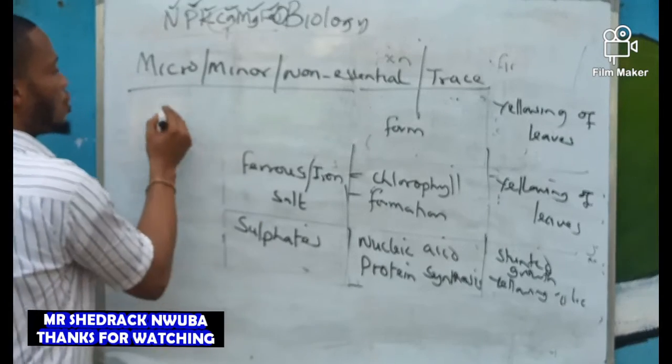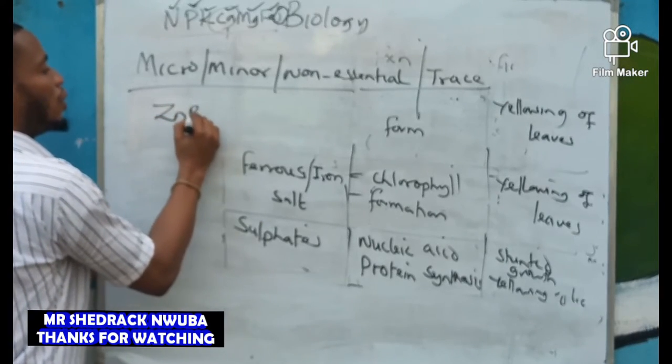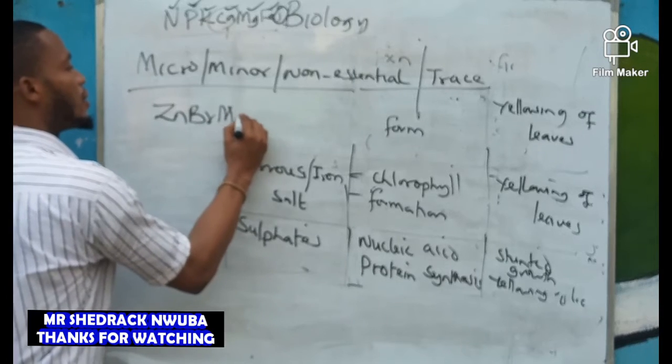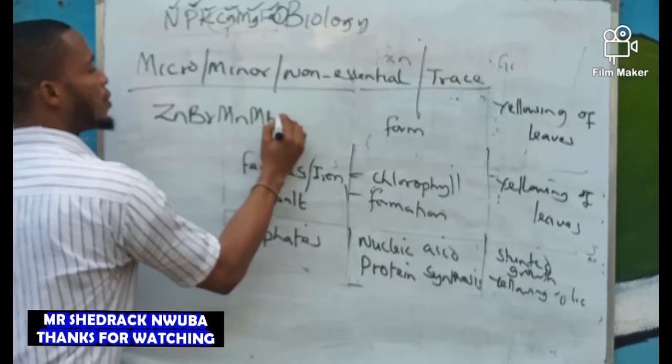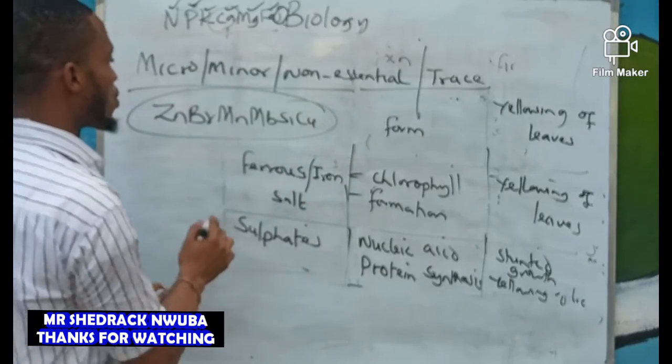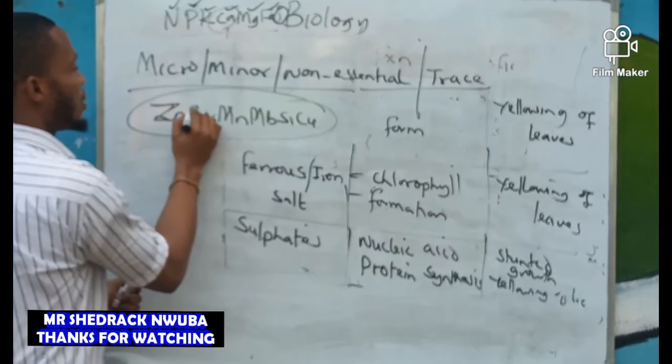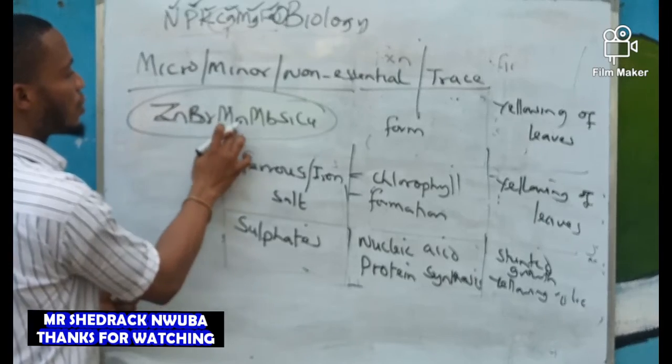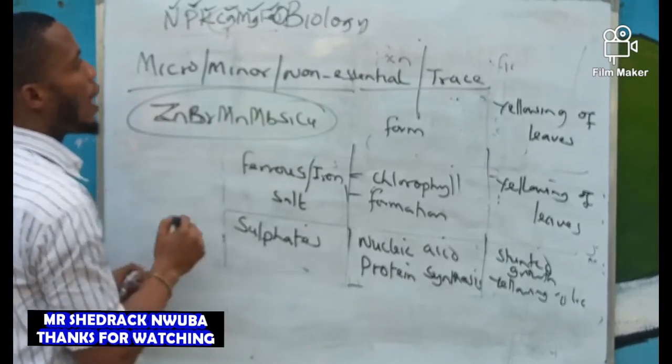Now these ones, we just know them as zinc, boron, manganese, molybdenum, silicon, and copper. Probably in our next class, we will discuss these ones intensely. But for now, know that they are 1, 2, 3, 4, 5, 6, six in number, while the macro are seven in number.